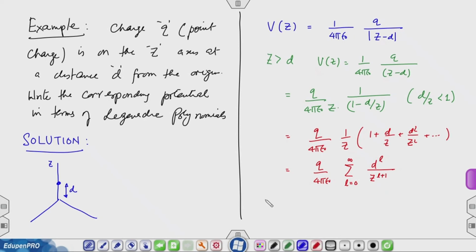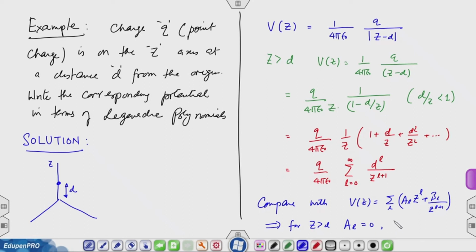Now, compare with Vz equals summation L AL z raised to L plus BL over z raised to L plus 1. This immediately tells you that for z greater than d, ALs are 0 and BLs are q over 4 pi epsilon 0 d raised to L. So, we have gotten BLs for this problem.